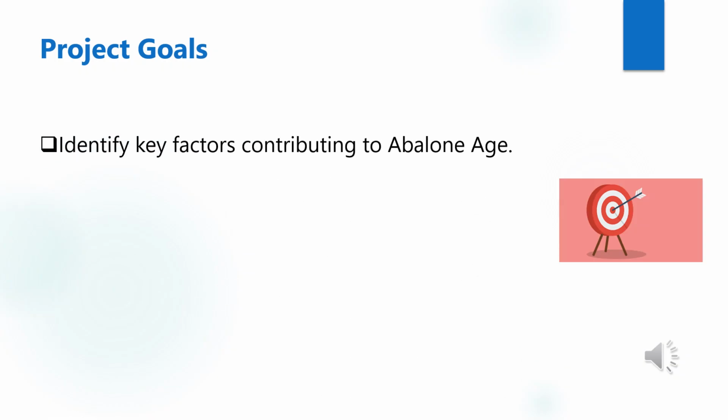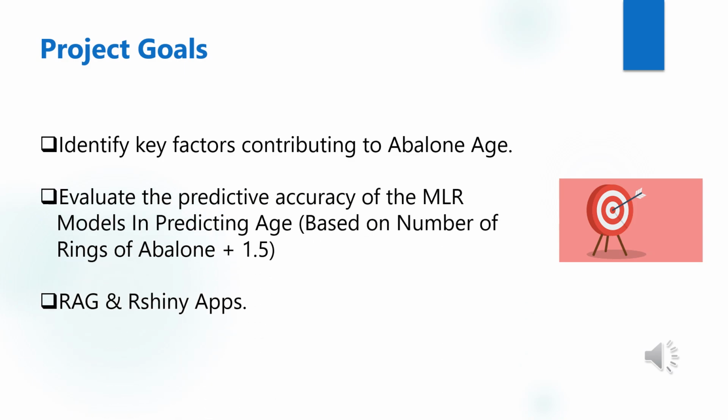First, we aim to identify the key factors that contribute to abalone age using biological and physical measurements. Second, we evaluate the predictive accuracy of multiple linear regression models and compare them with a regularized elastic net approach to understand trade-offs between interpretability and performance. And finally, we integrate these analyses into an interactive Shiny dashboard along with a RAG assistant to make the results transparent, reproducible, and easy to explore.